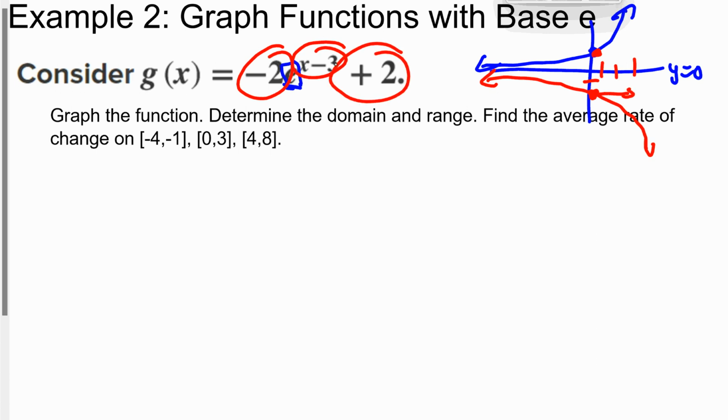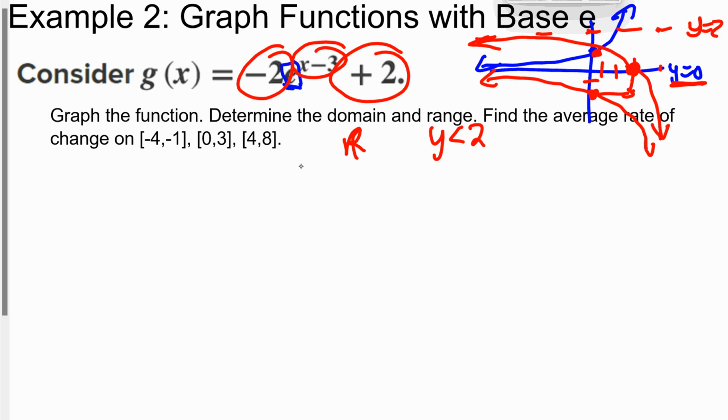And then this moves both the graph and the horizontal asymptote up 2. So 1, 2. And then again, this would go up 1, 2. So it wouldn't cross right here at y equals 2. It looks something maybe like this, going down like that. My domain is all real numbers. My range is everything less than 2, y is less than 2.